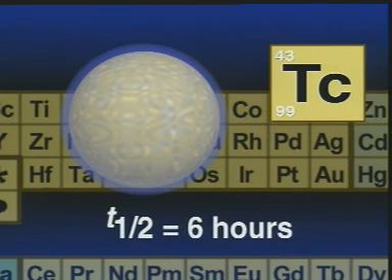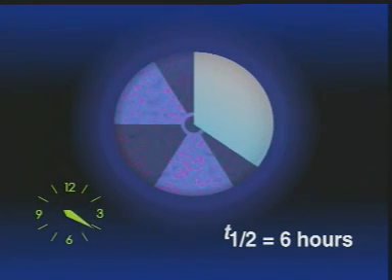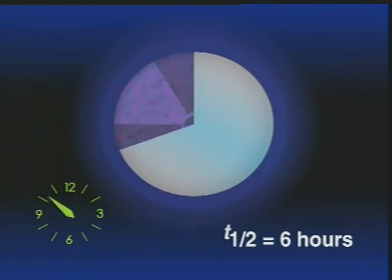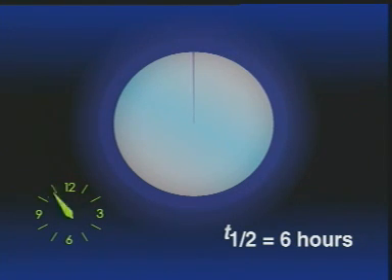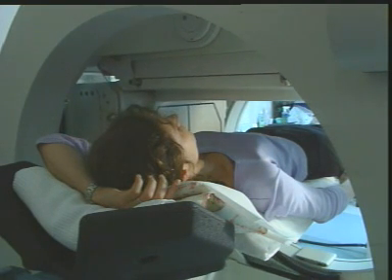Technetium-99m has a relatively short half-life of 6 hours. In other words, its radioactivity is reduced by half with every 6-hour period. After 60 hours, or 10 half-lives, it has less than 1/1000th of its original radioactivity. This rapid decline in radioactivity limits the exposure of the patient to radiation.